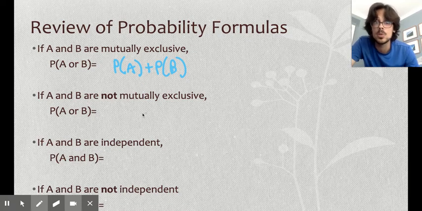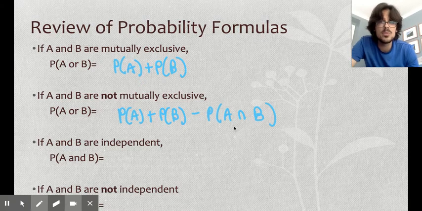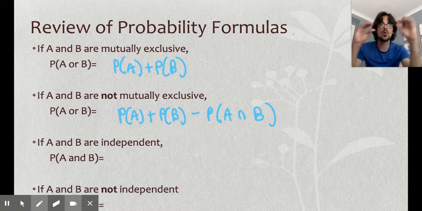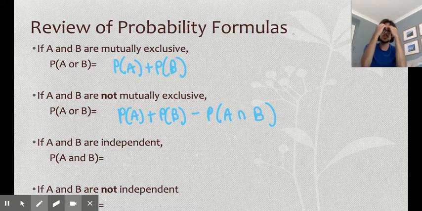If they're not mutually exclusive, you still add them up. But then afterwards, you have to subtract out the overlap, the stuff you double counted, which is this right here. Again, if you do the two-way table strategy for OR problems, you don't have to worry about this step because you've already broken it into mutually exclusive boxes. But that is your basic setup for OR problems.